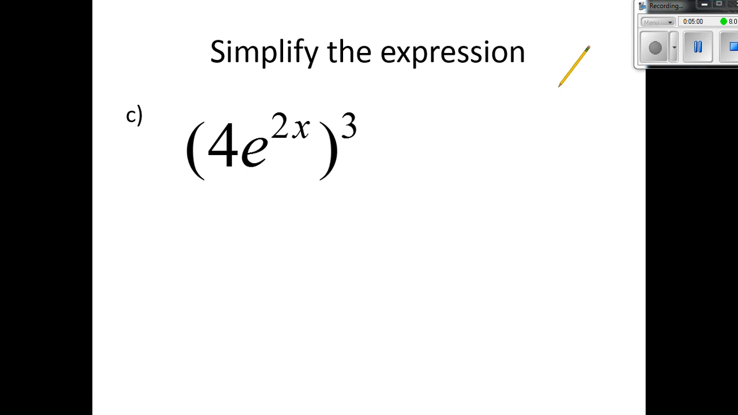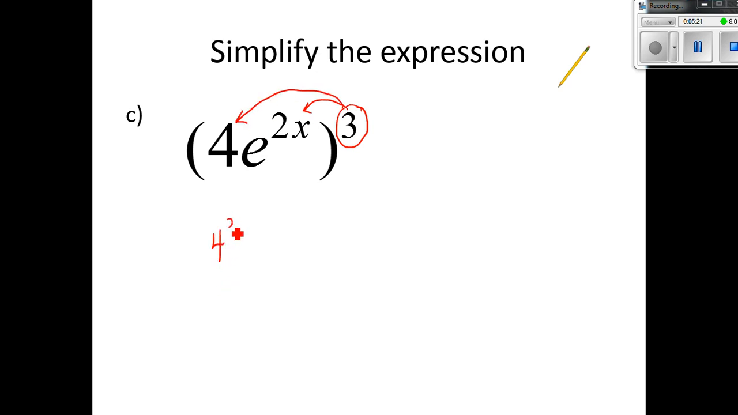Okay, let's simplify this expression. So this says 4e to the 2x, all of that to the third power. Now don't get scared because you see the x there, okay? Still going to use the exponent rules. Remember what a power of 3 means. It means everybody gets the power of 3.